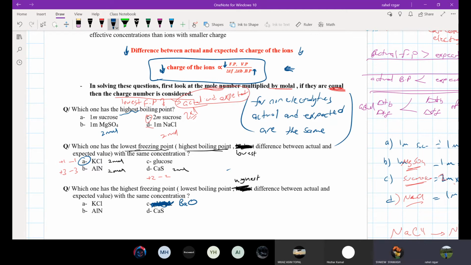Look at the next question. This time it says please change this one to BAO. Which one has the highest freezing point? Okay, what does it mean, highest freezing point? It means lowest boiling point. So if it's highest freezing point then the charge must be the highest. If boiling point is the lowest, it's inversely proportional with charge, so the charge must be highest.